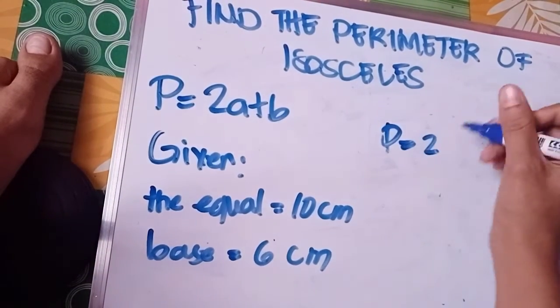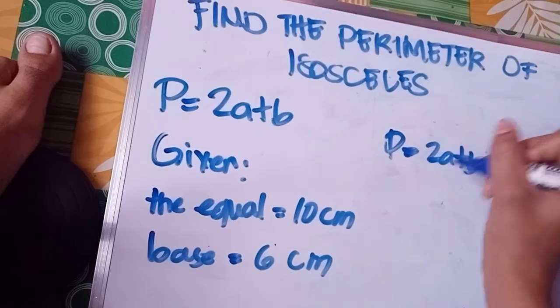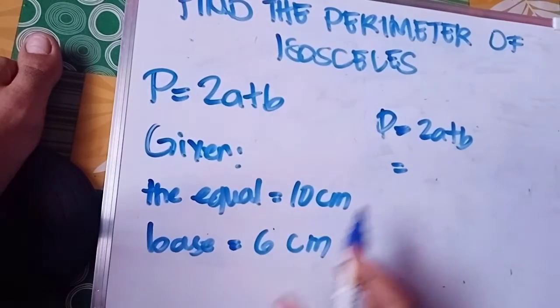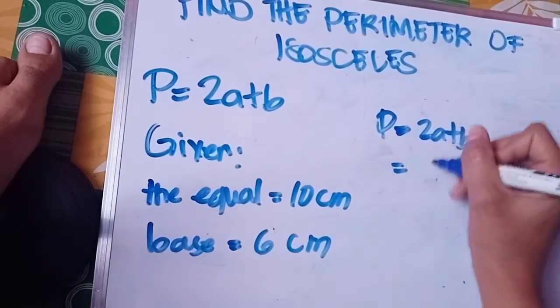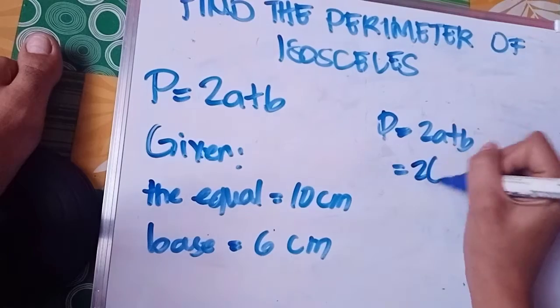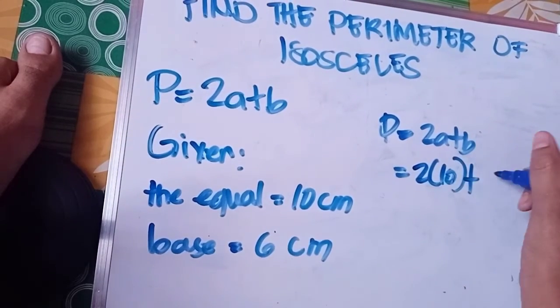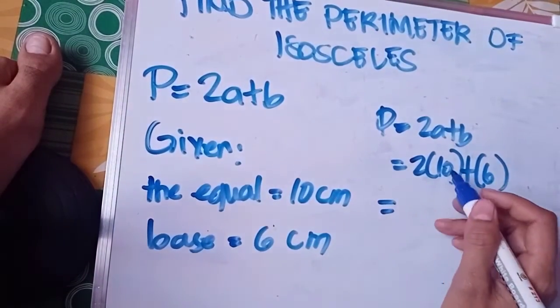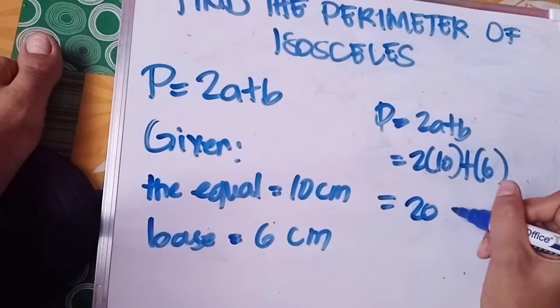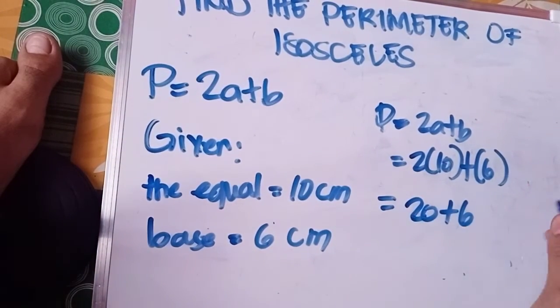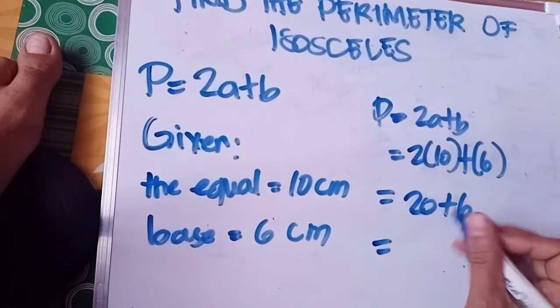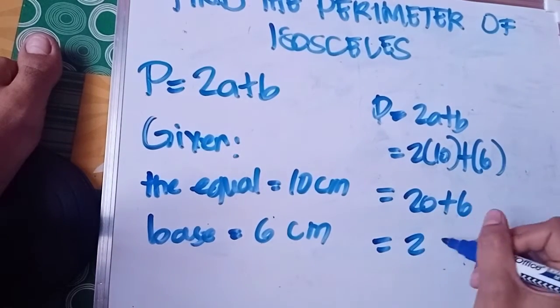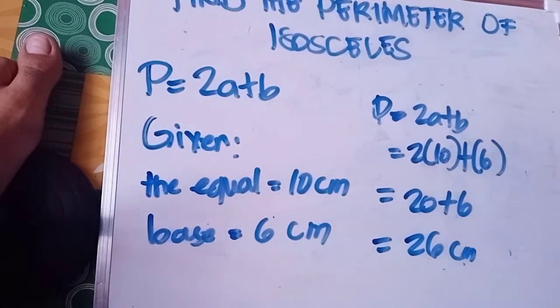Let's have the formula: perimeter equals 2A plus B. Our equal side is 10 centimeters, so that is 2 times 10 plus 6. 2 times 10 equals 20, and 20 plus 6 equals 26 centimeters. So the perimeter of the given isosceles triangle is 26 centimeters.